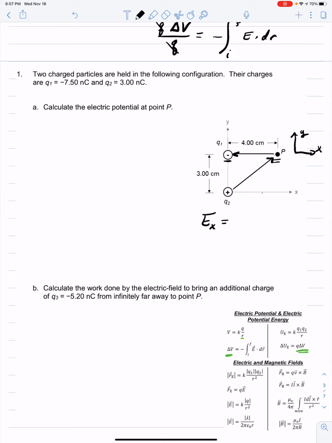I would go negative electric field 1, which is composed of charge 1, because it's in the x direction, completely horizontal, plus electric field 2, because it's going in the positive x direction, times some cosine of the angle. Define that. That's how I would solve it. And I would then have to do the same for the electric field in the y direction in order to find the magnitude of the electric field overall.